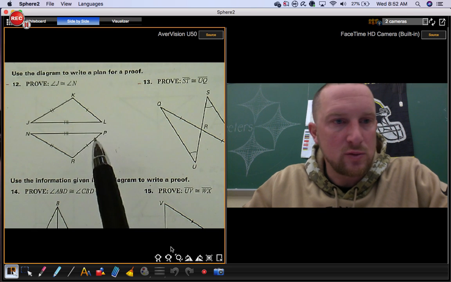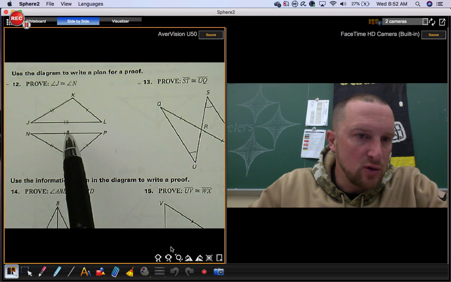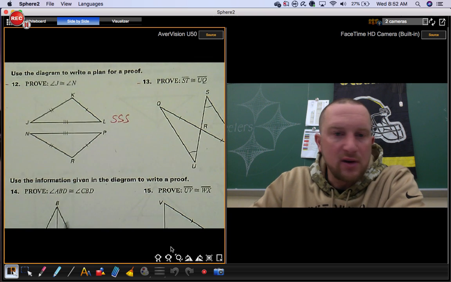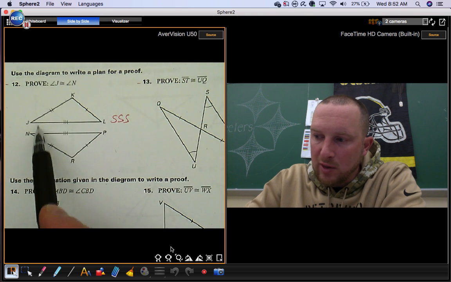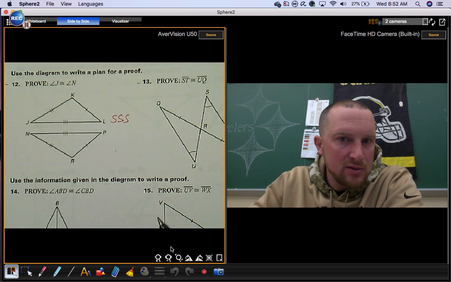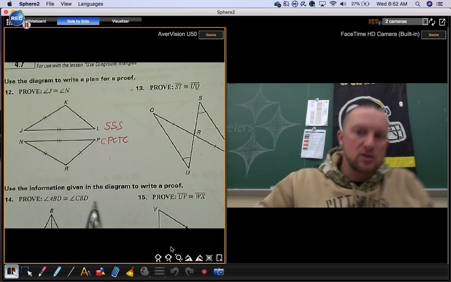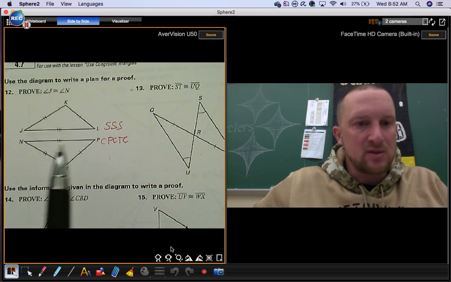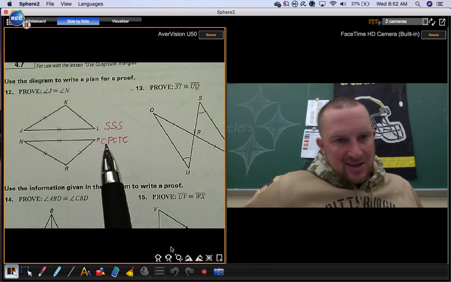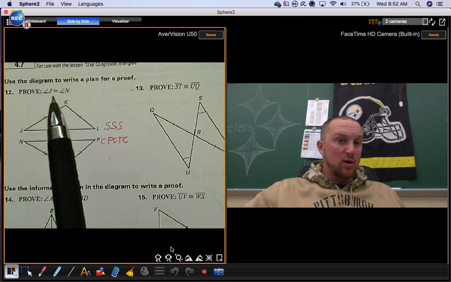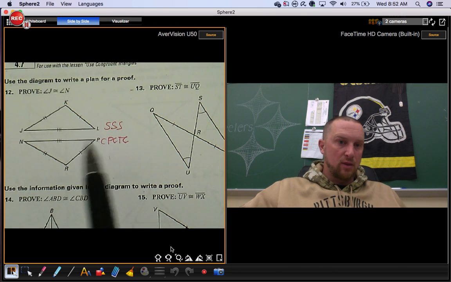So what do you know about these triangles? These triangles are congruent by side, side, side. Well, if they're congruent, doesn't that mean that their corresponding angles or parts are going to be congruent too? By CPCTC. So you're going to have one step in your proof that states all this given. You're going to have your second step saying that the triangles are congruent by side, side, side. And then your third step is these parts are congruent by CPCTC. Three-step proof.